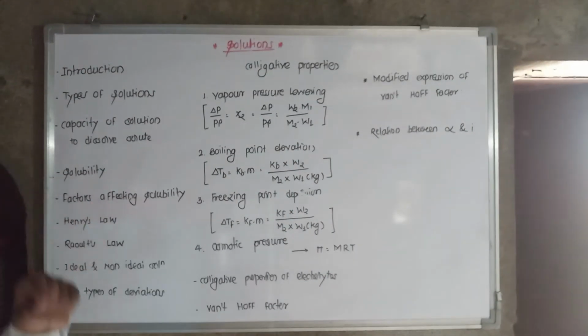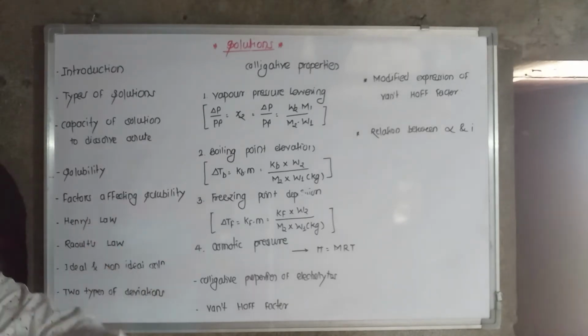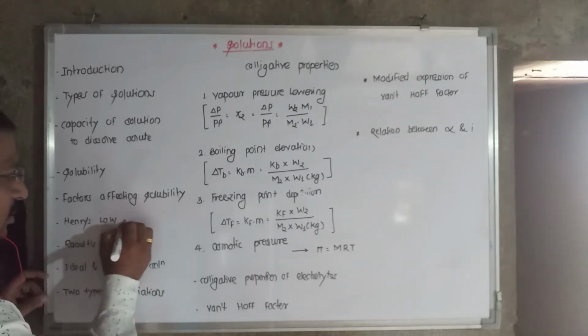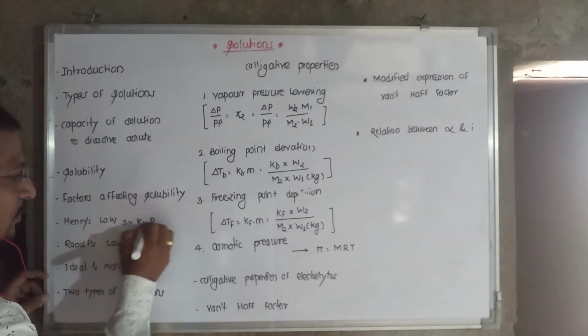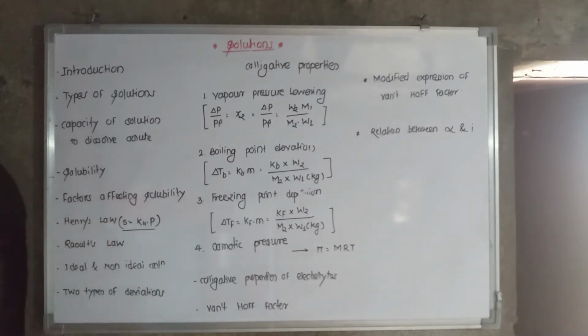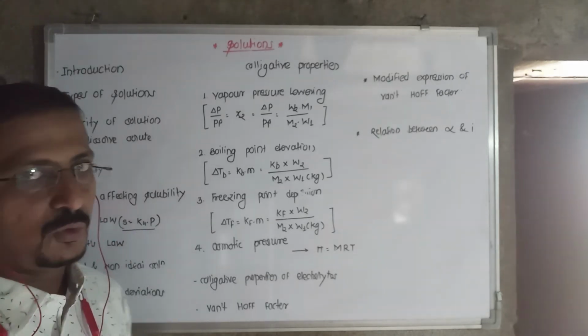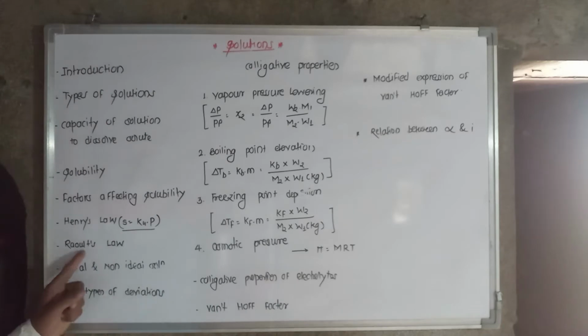Under the effect of pressure on solubility of a gaseous solute in a liquid solvent, we studied Henry's law in detail. S is equal to Kh into P, that is, solubility is equal to Kh into P, where Kh is the Henry's law constant. We studied examples and also numericals to calculate either solubility, Henry's constant, or pressure over the solution. Then Raoult's law.